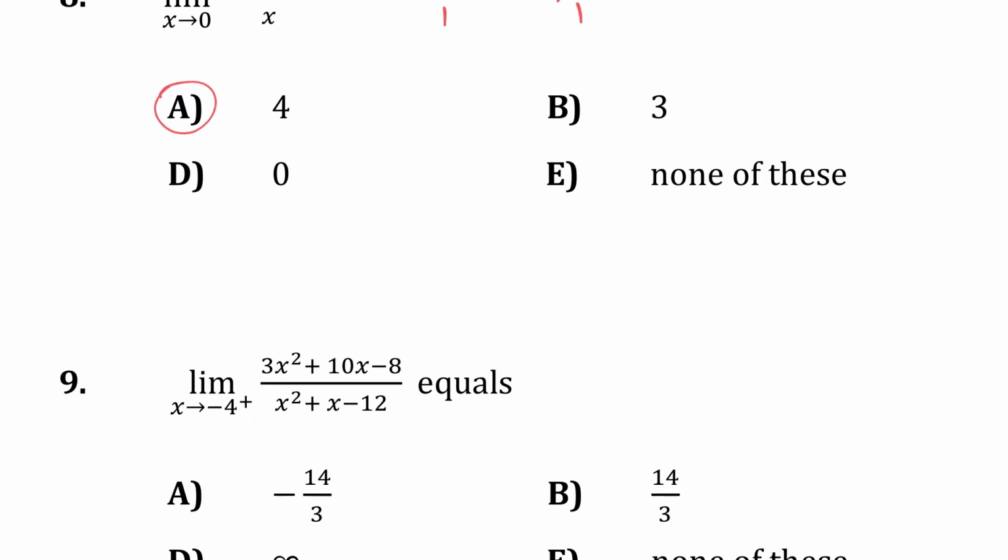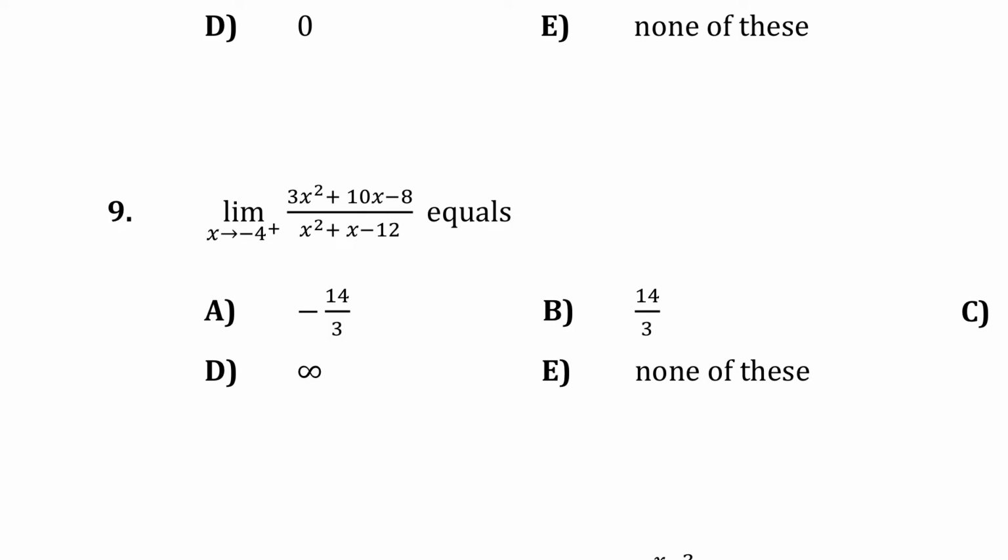Okay, next, number 9. The limit as x approaches -4. You'd probably expect this to be, although you have to check here. So this is 12 minus 40 minus 8? No way. Let me write this down. 3 times 16 is 48. So 48 minus 40 minus 8, yeah, that's 0. And then this is 16 minus 4 minus 12, that's also 0. So yeah, take the derivative of it.